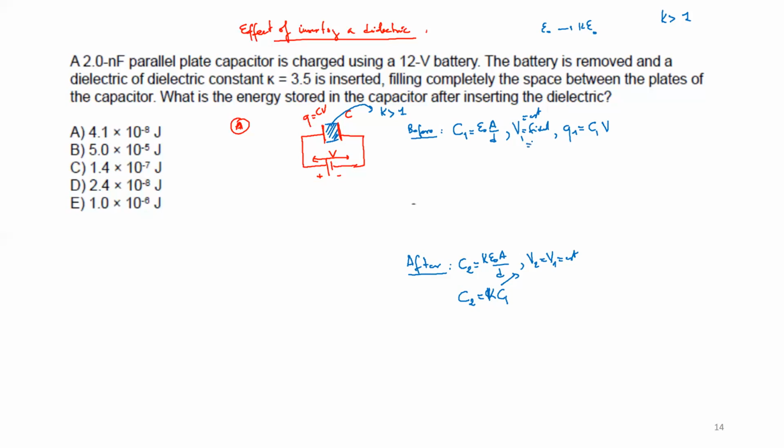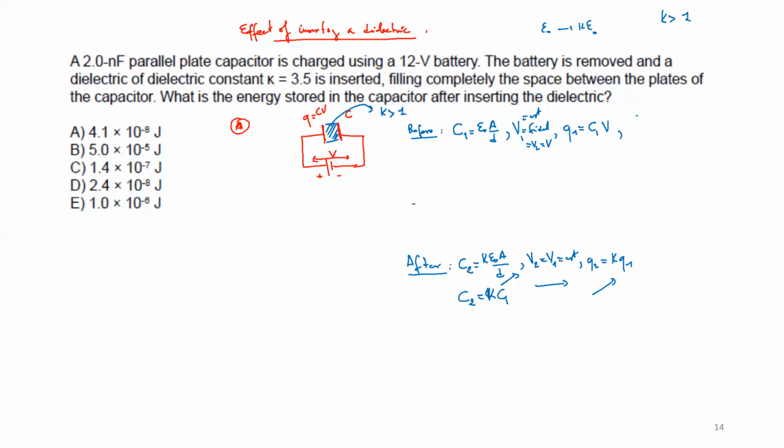So here V1 is equal to V2 is equal to V. So of course, if V is fixed, C has increased. Now my Q2, of course, will be just kappa Q1. After inserting, it has increased by a factor kappa. This remains constant, this has increased.